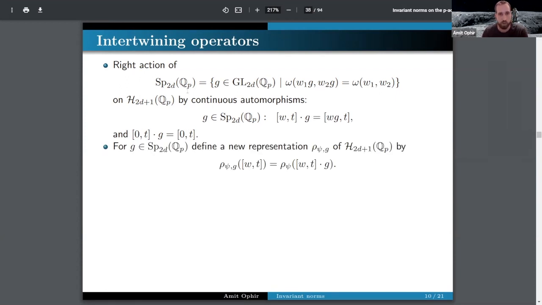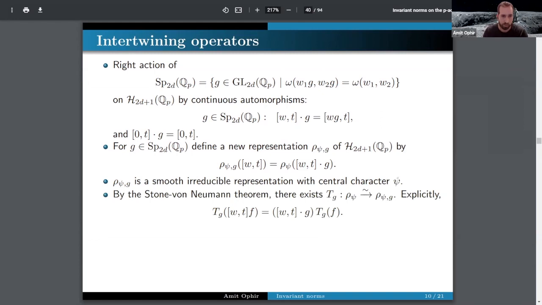Okay, so we can take this automorphism and define new representations as follows. I'll denote by rho psi g the new representation that you get by composing the Schrödinger representation with this action by g. Now, since g is an automorphism and continuous, this new representation is again smooth and irreducible. And since the action of g is the identity on the center, the new representation has the same central character psi.